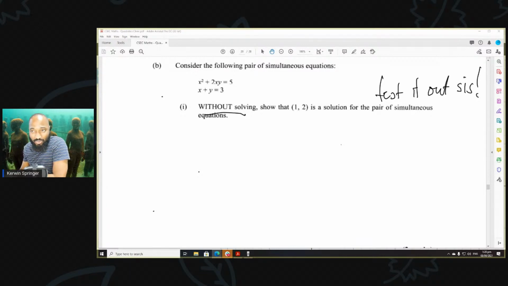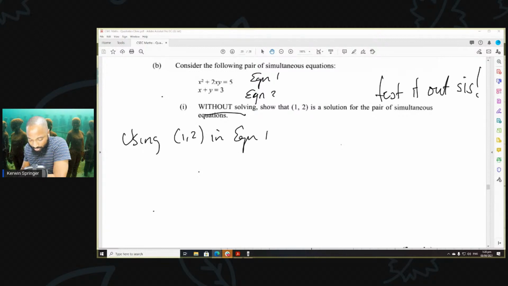How are you testing it out? We're going to use equation 1 and equation 2. Using (1, 2) in equation 1, you'll have 1 squared plus 2 times 1 times 2, just substituting the x's and the y's, is equal to 5. Yes, 5 is equal to 5 here, so it works for equation 1.